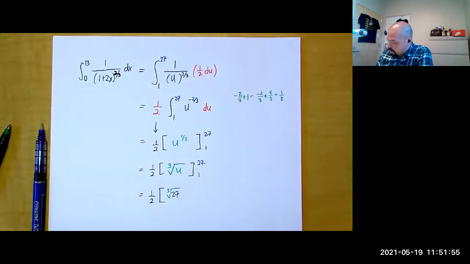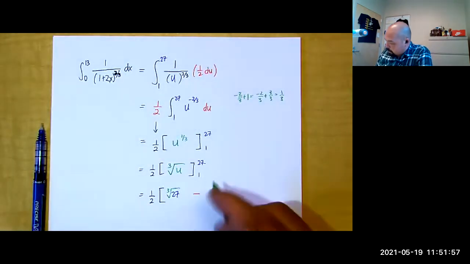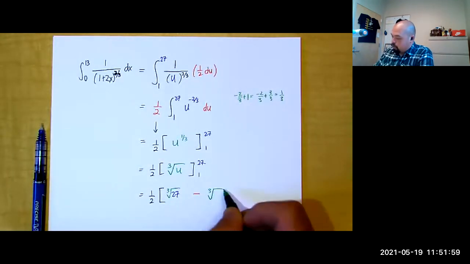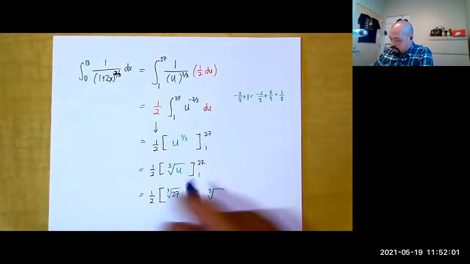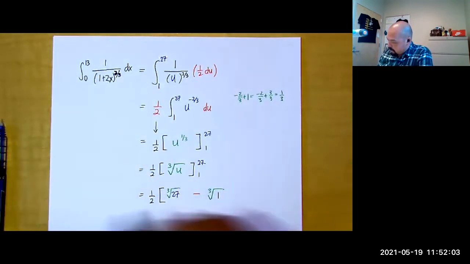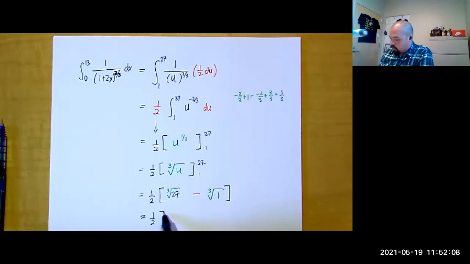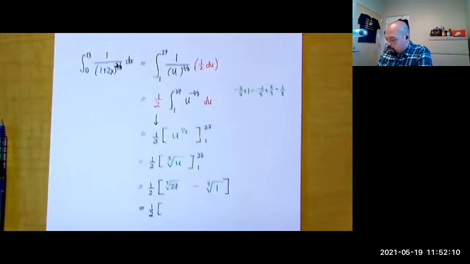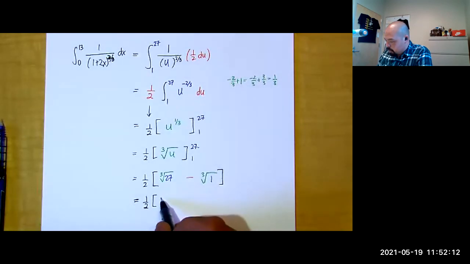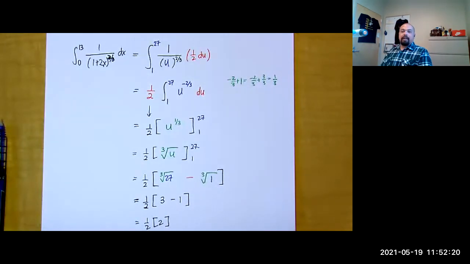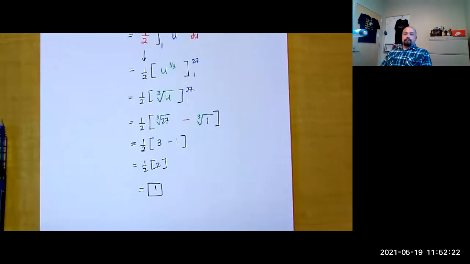And remember, it's always a subtraction. The upper limit, take away the lower limit, the cube root of 1. That 1/2, that coefficient following us, you can distribute it in if you want to. The cube root of 27, 3, cube root of 1, 1, 1/2 times 2, or just simply 1. There's our final answer.